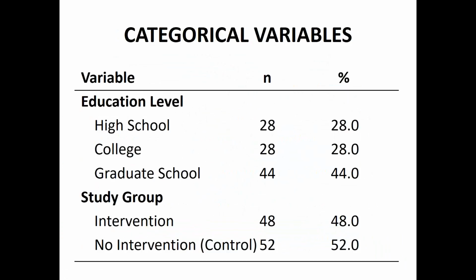So if we look at our categorical variables, easy to put. So we have our education level. We see it's almost half graduate school, and a little more than a quarter high school and a quarter college. So our intervention group is a little less than half, 48 in our intervention group.